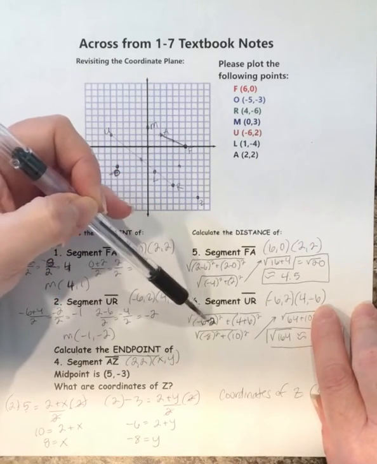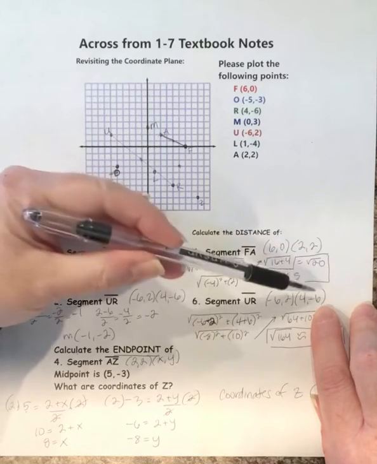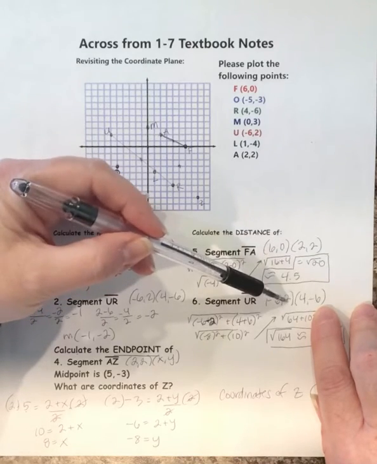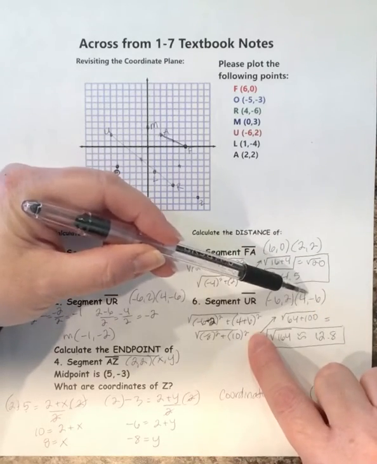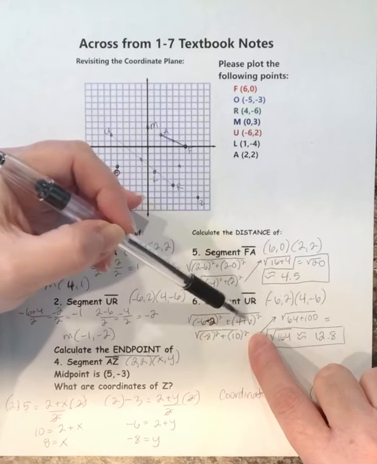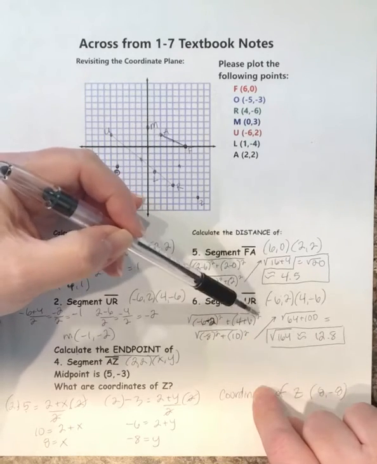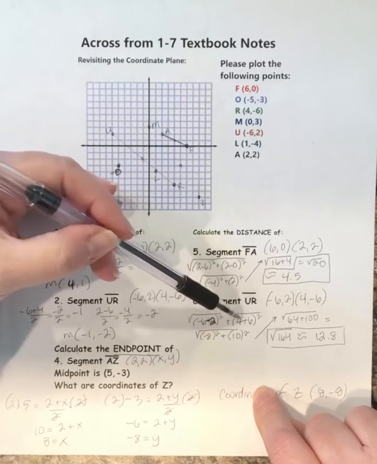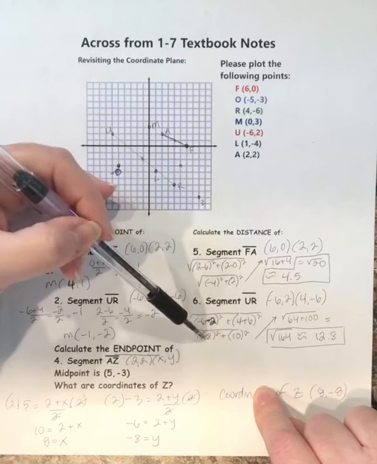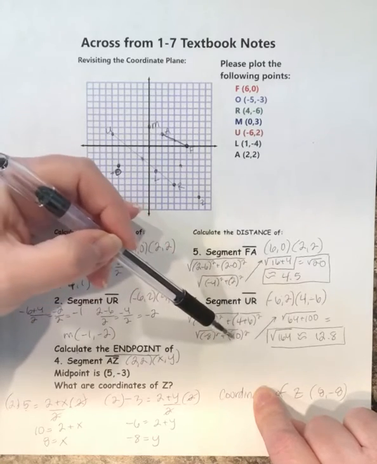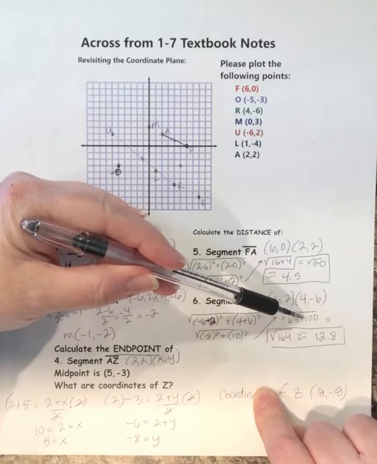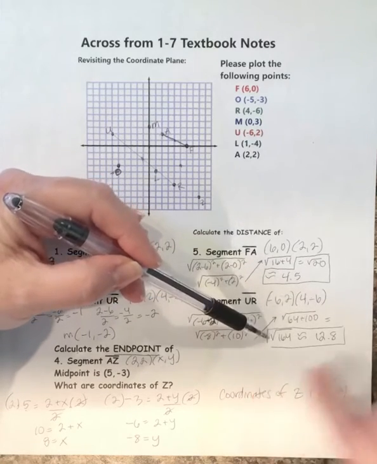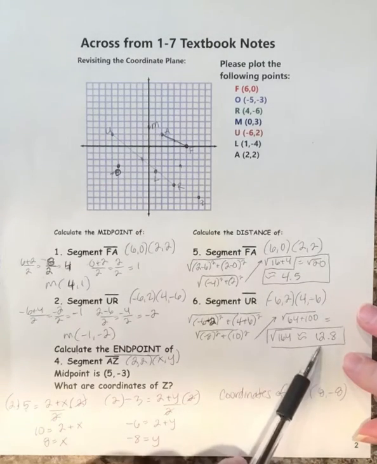Because if I have negative 6 minus 2, I actually did my y coordinates here, and then 4 minus negative 6 is 4 plus 6. I square all that. Negative 6 minus 2 is negative 8. 4 plus 6 is 10. Negative 8 squared is 64. 10 squared is 100. So I would have radical 164, or if I put that in my calculator, I would get about 12.8.